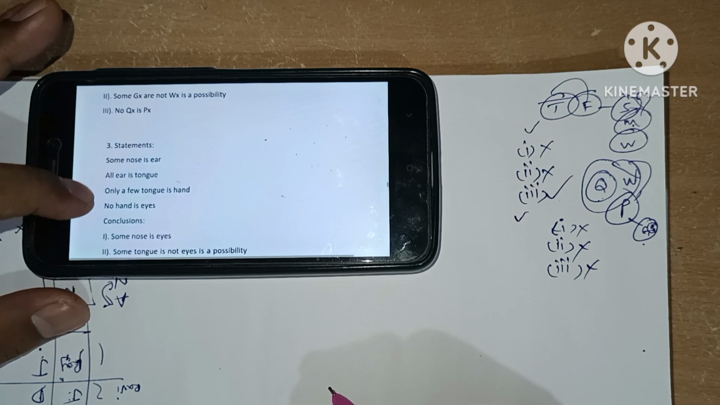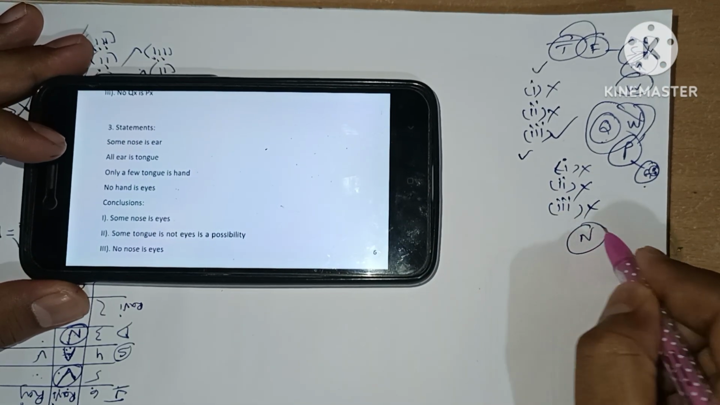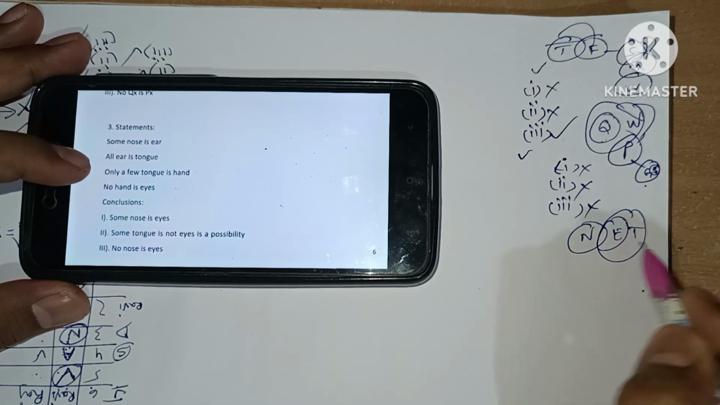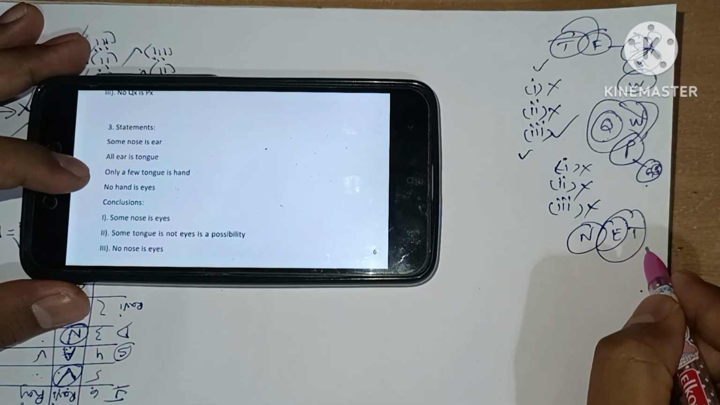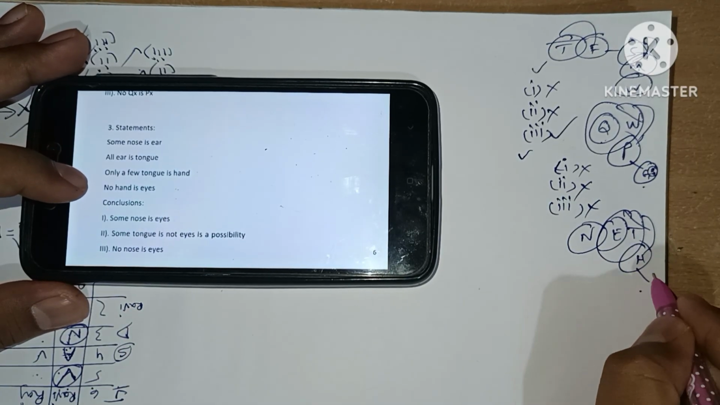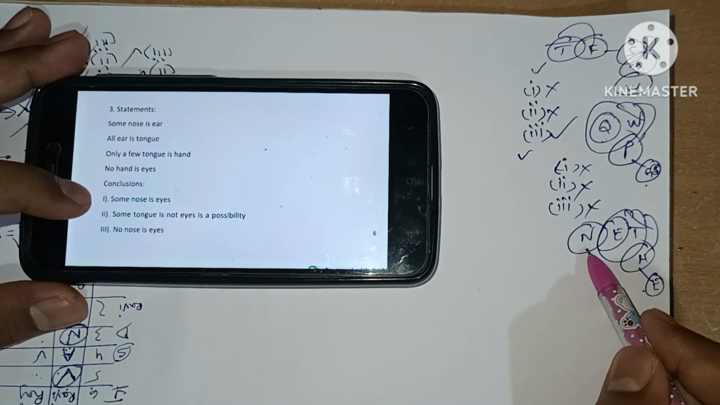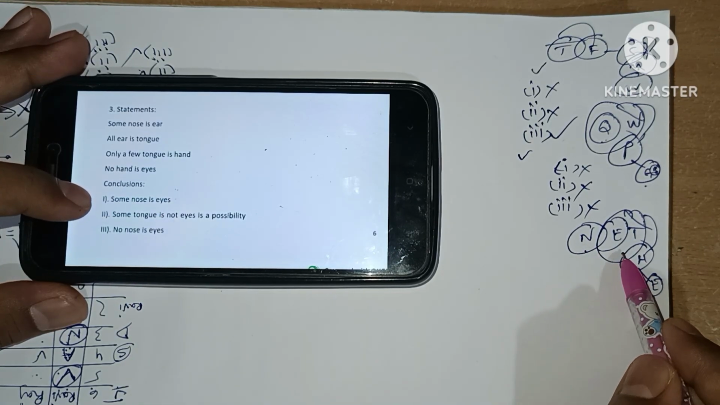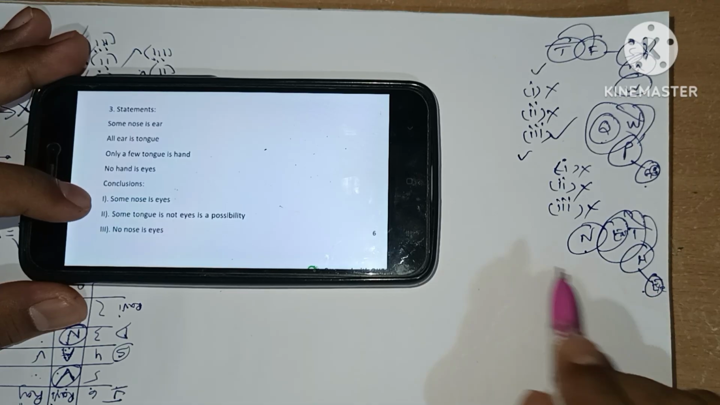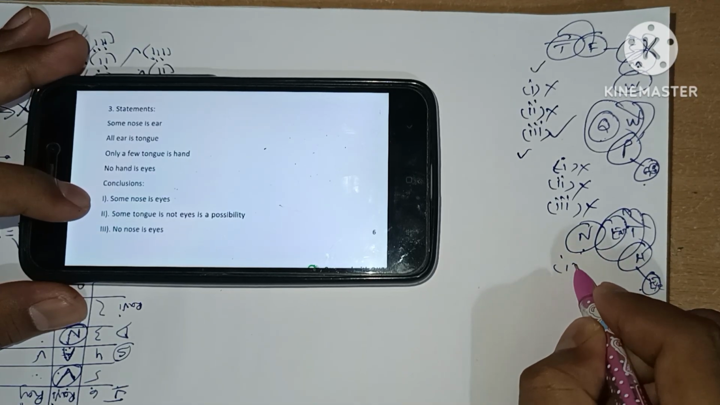Okay, third question. Some nose is ear. All ear is tongue. Only a few tongue is hand. No hand is eyes. Let's see conclusions. Some nose is eyes. This is ear and this is eyes. There is no direct relation between these two. So first conclusion is false.